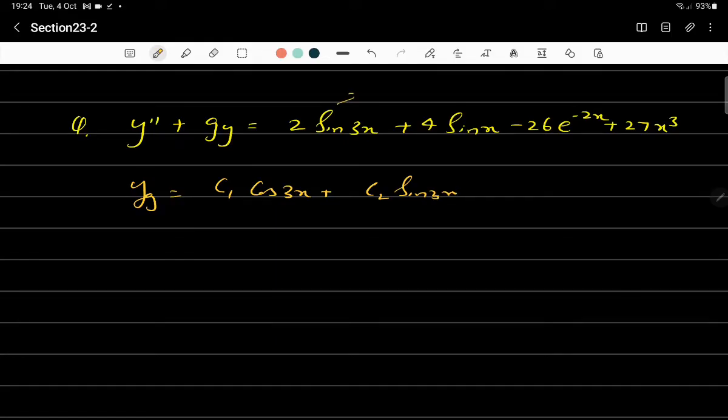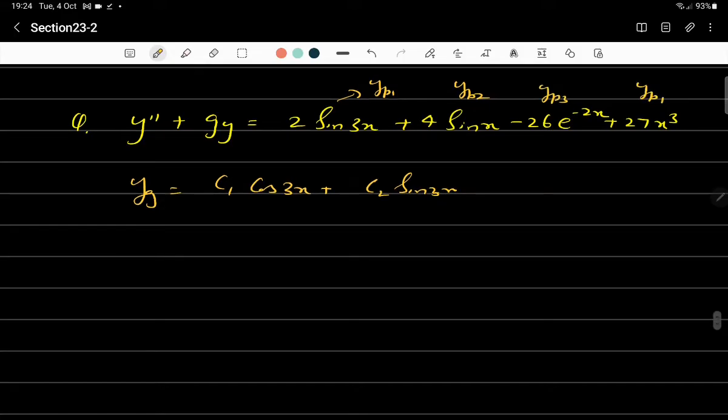Sin 3x. I need yp1 for this one, yp2 for this one, yp3 for this one, and yp4 for this one. Again, I suggest that you try it using the method of undetermined coefficients, and then try using the operator method and see which one works quickly. So for yp1, yp1 is equal to 1 by D square plus 9 of 2 sin 3x.